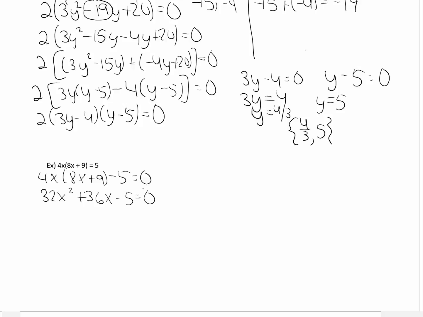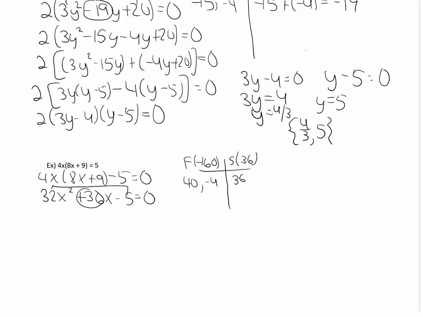Okay, is there a greatest common factor I can take out of all these terms other than 1? In this case, that's no. So again, the leading coefficient is not 1, so I'm going to do this by factor by grouping. So I want factors of negative 160 whose sum is 36. In this case, that's a positive 40 and a negative 4. Adding the two numbers together, that gives me 36, but when I multiply those same two numbers, they give me negative 160. Okay, so let's factor.